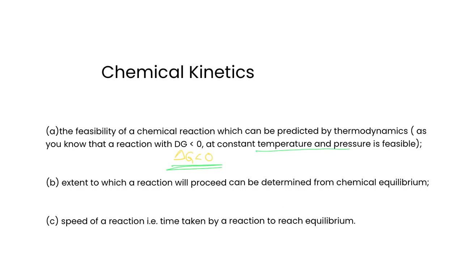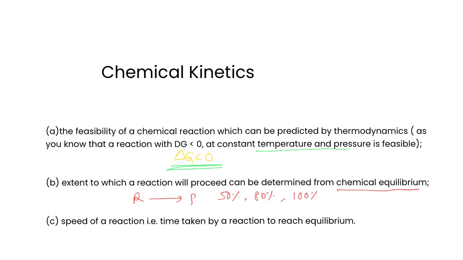Next, B. The extent to which a reaction will proceed can be determined from chemical equilibrium. To what extent does the reaction complete? For example, reactant converts into product. To what extent does it complete? Will 50% of the reaction complete, or 80%, or 100%? That we can know from the equilibrium.